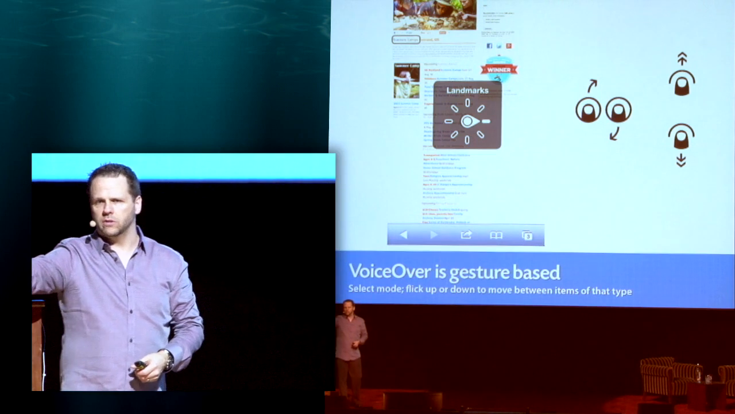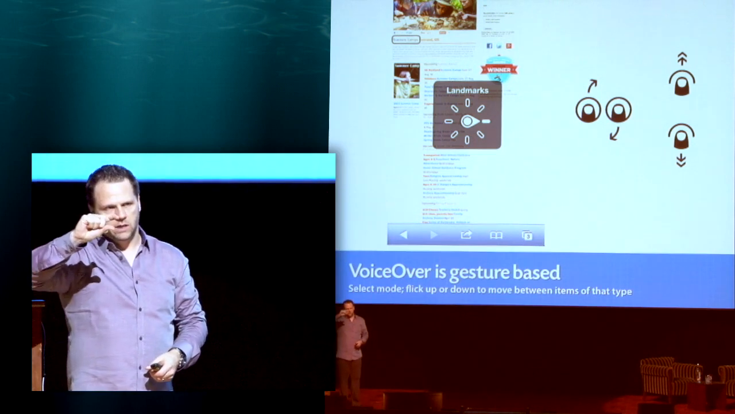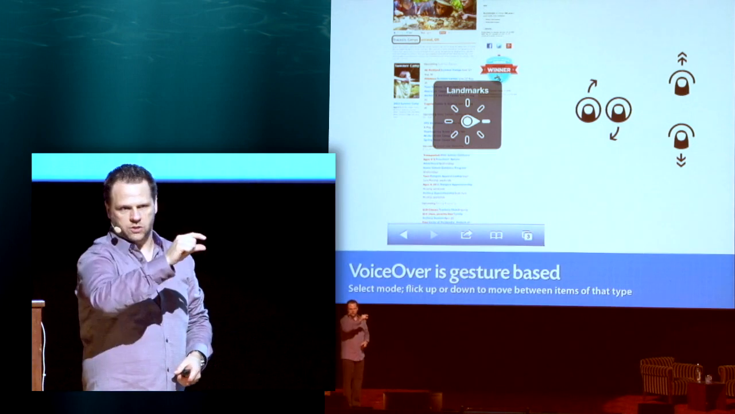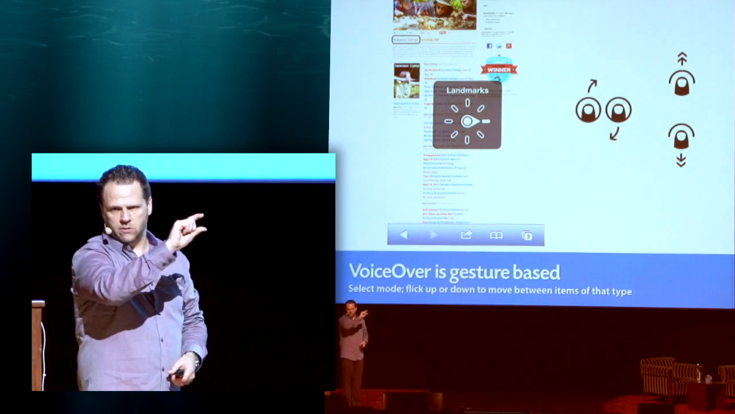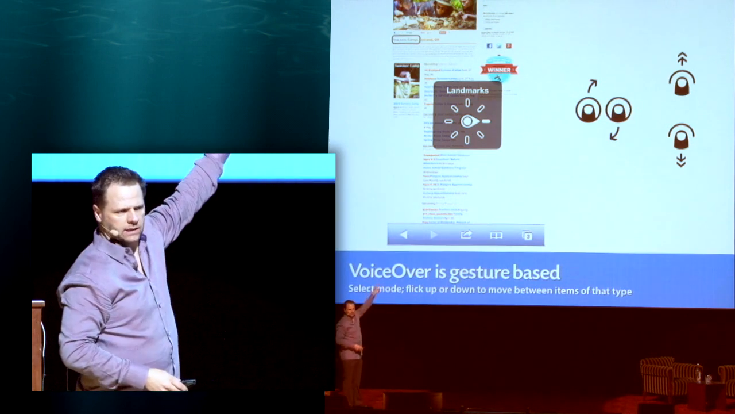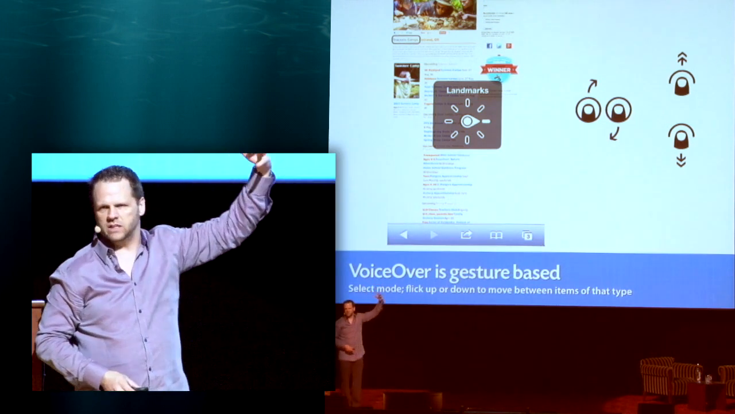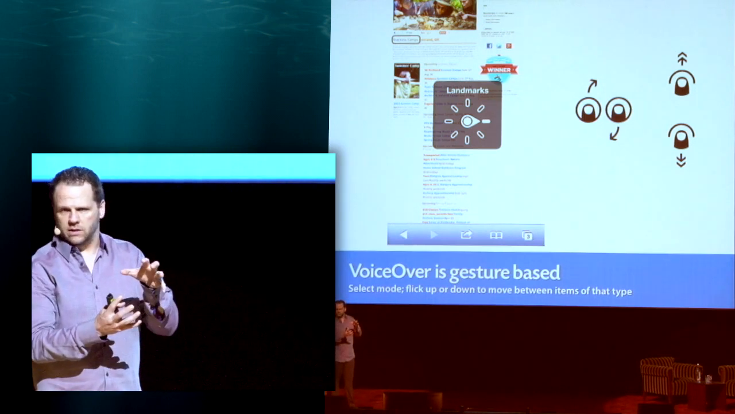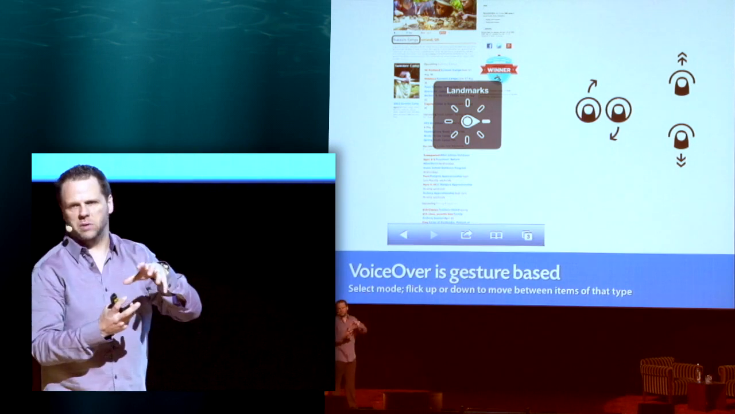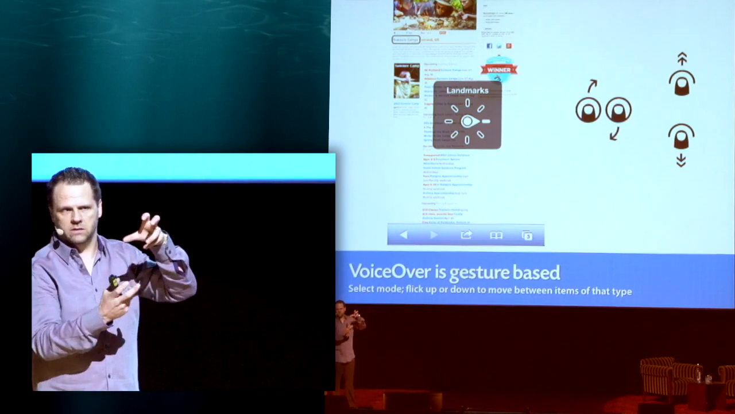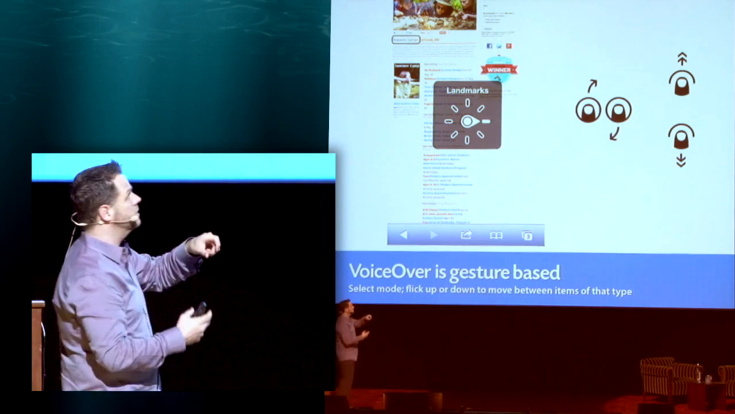This is called the web rotor. And what I can do is the gesture is to take 2 fingers, touch the screen, and rotate clockwise or counterclockwise. And that will go through landmarks, headings, links, whatever things I've chosen to be in the web rotor. It's context sensitive, so that if there's no headings in the page, or if there's no landmarks in the page, then the contents of the rotor actually change.